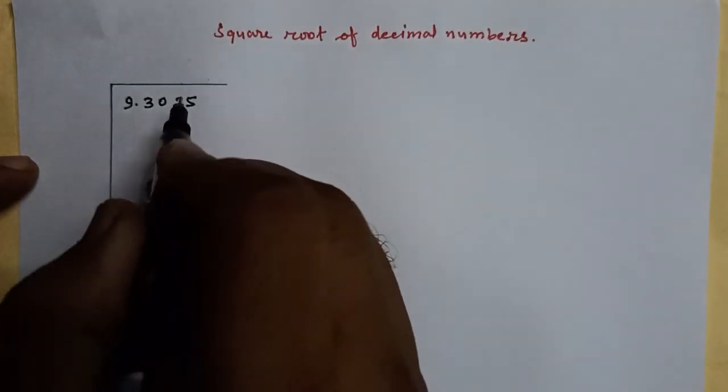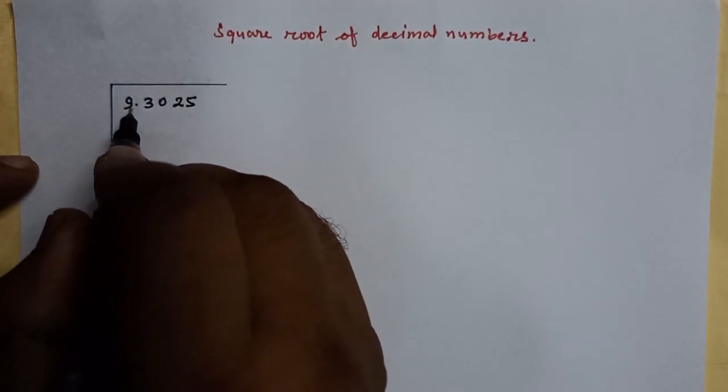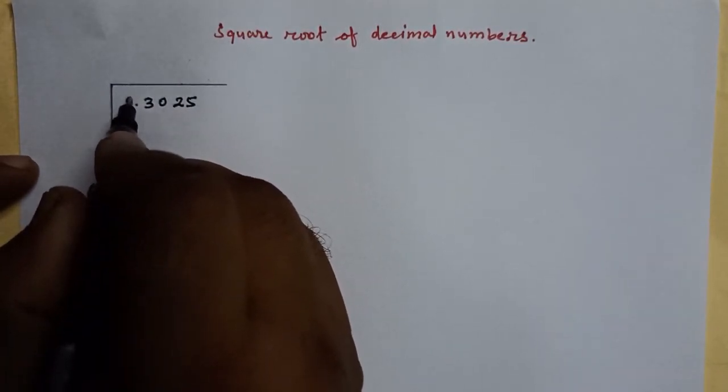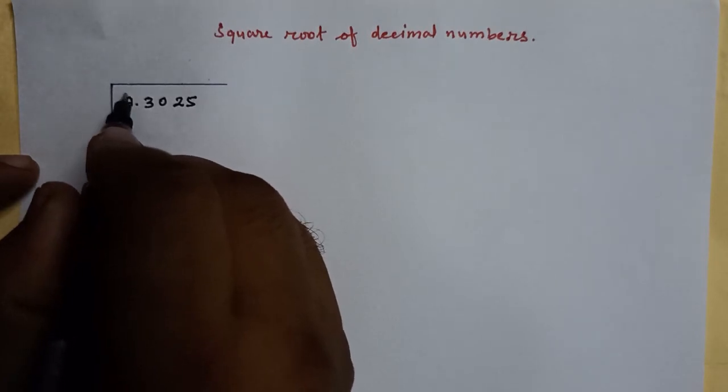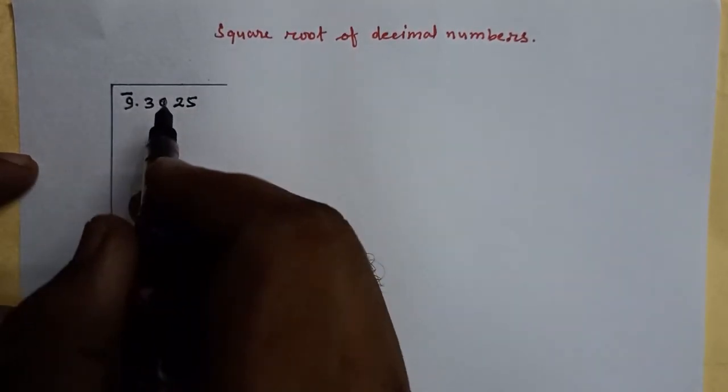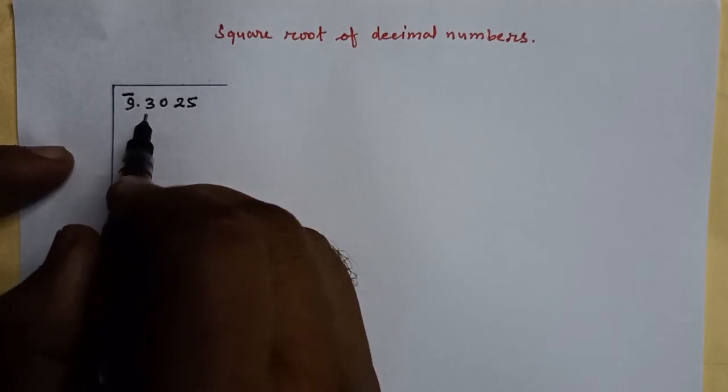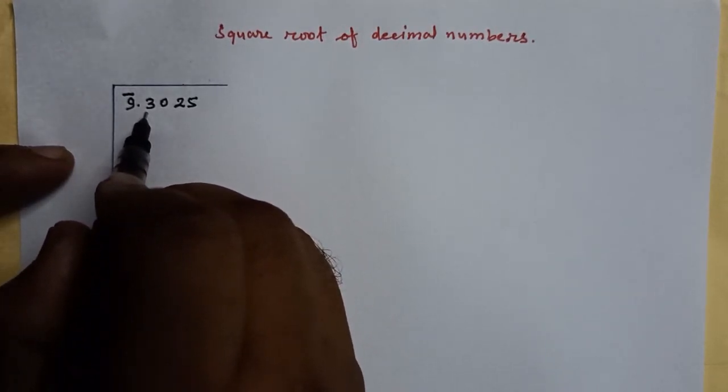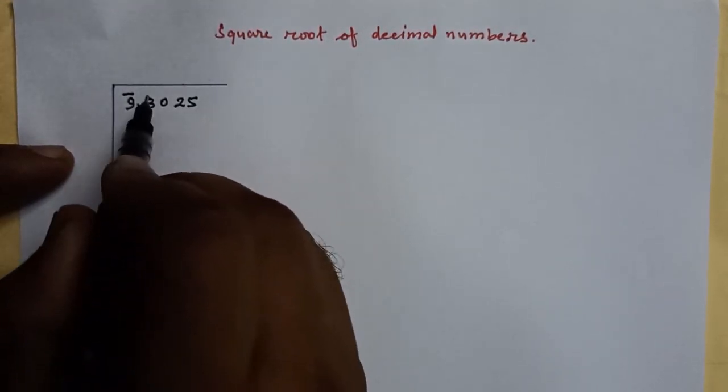Put the bars. For the integral part, we start from unit place and move to the left side. And for the decimal part, we start from the tenth place and move to the right side.